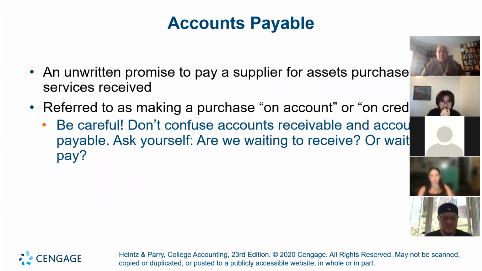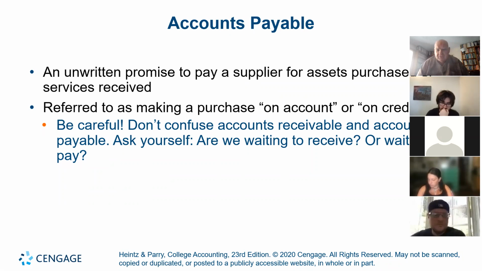And now, just like we went into accounts receivable, let's talk a little bit about accounts payable. An unwritten promise to pay a supplier for assets purchased or services rendered. Unwritten promise. That's what it is. It's not a contract. When you made a deal with this company, they checked you out, and they said to themselves, okay, I can trust Lauren here to pay the bills on time. If you don't pay the bill on time, of course they can come after you and do what they can to collect. But it's not like a note where there's interest involved and a formal contract.